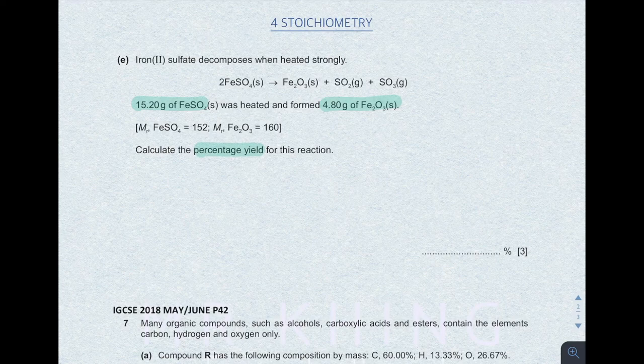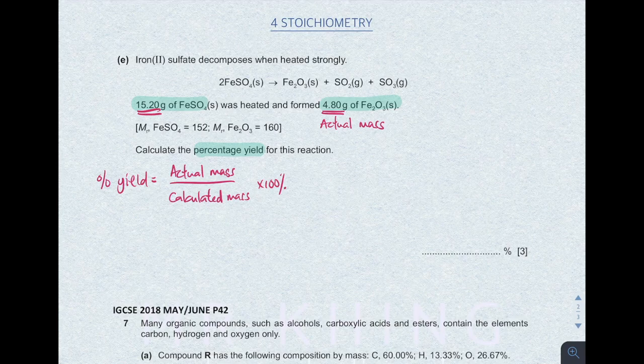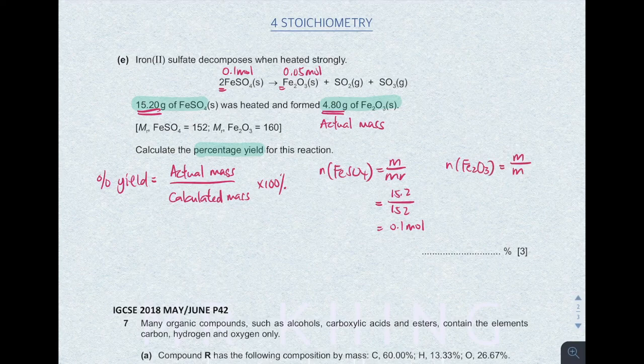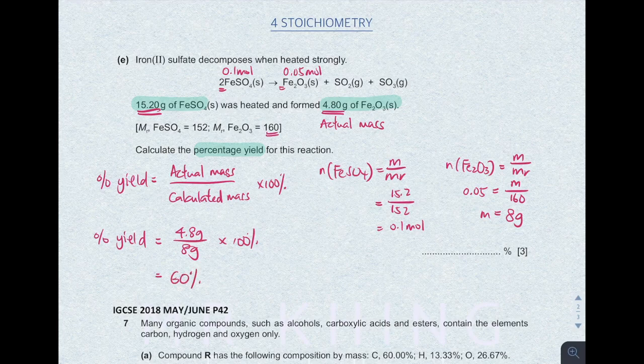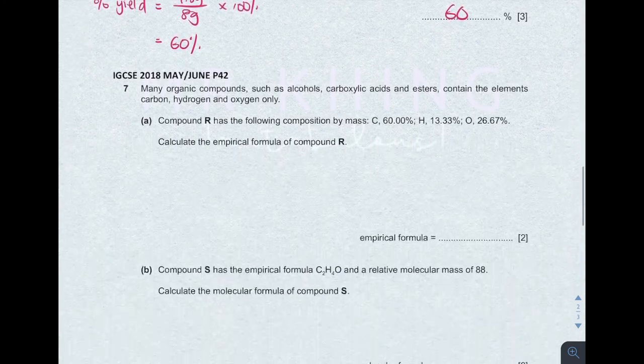Next, look for the percentage yield. And we know that the formula of percentage yield equals actual mass divided by calculated mass times 100%. And in this case, 4.8 grams is the actual mass. So now we have to use the information given to us to look for the calculated mass. So first, look for the moles of FeSO4. Then you get 0.1 mole. Then compare ratio 2 to 1, the moles of Fe2O3 is 0.05 mole. Look for the mass, which is the calculated mass, and it is 8 grams. So apply into the formula. So the answer is 4.8 grams divided by 8 times 100%. So eventually the answer is 60%.